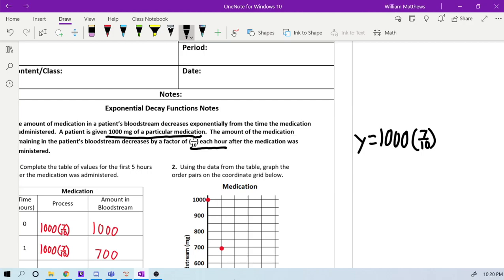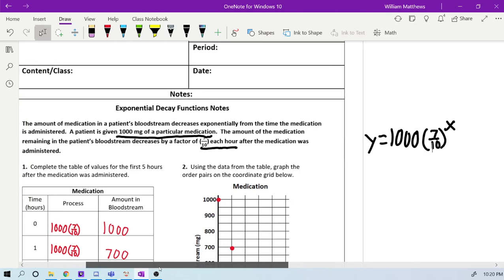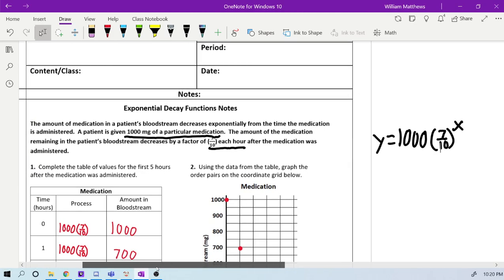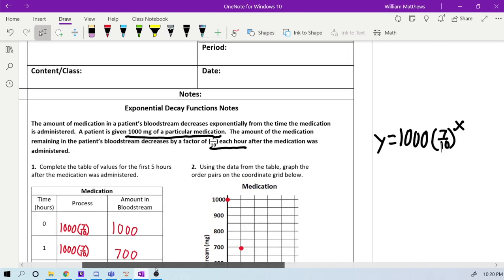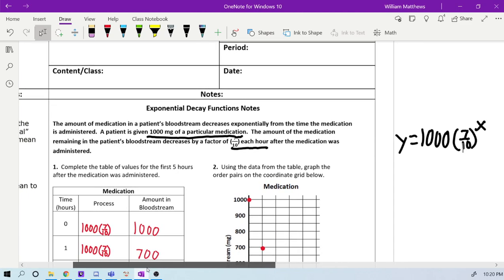And this is going by the hours, so time that has passed. So we'll treat that as our x variable, our dependent. So we're going to be modeling off of this equation. And you can see that in our first part where it says complete the table of values for the first 5 hours after the medication is administered.